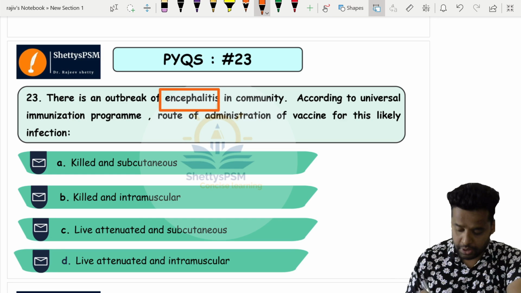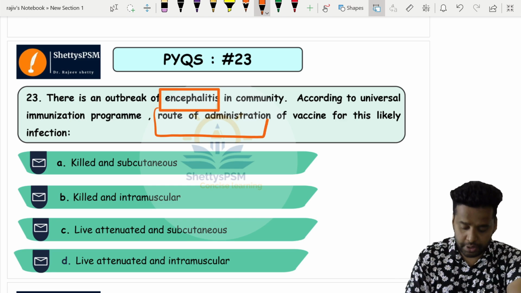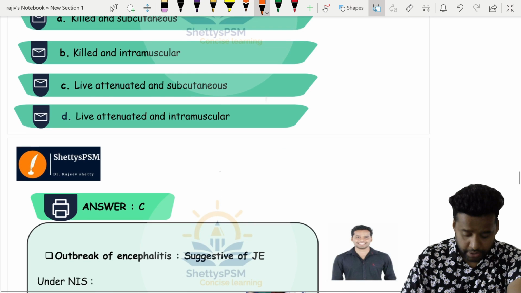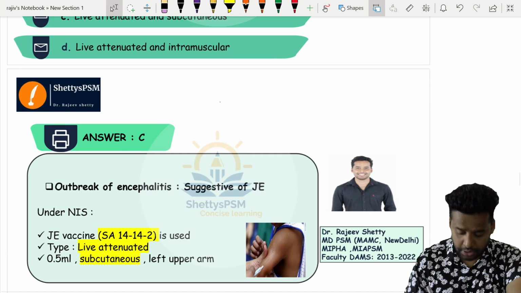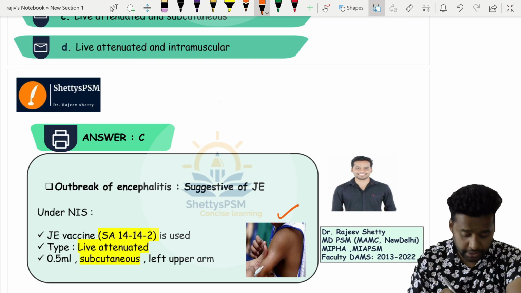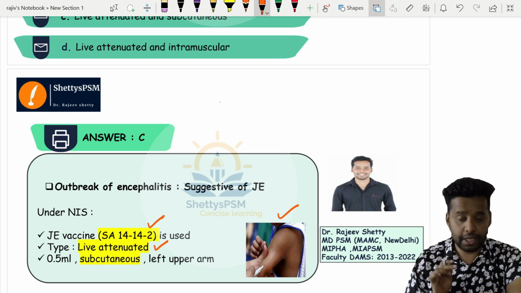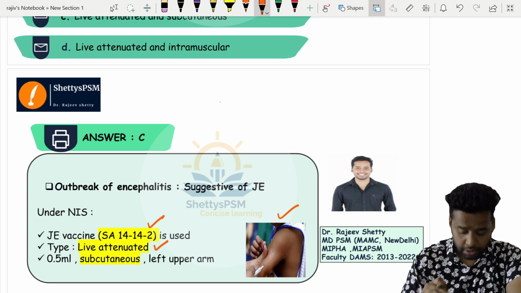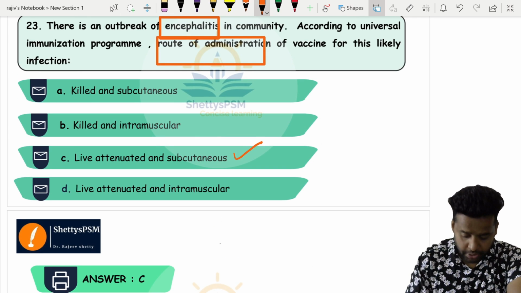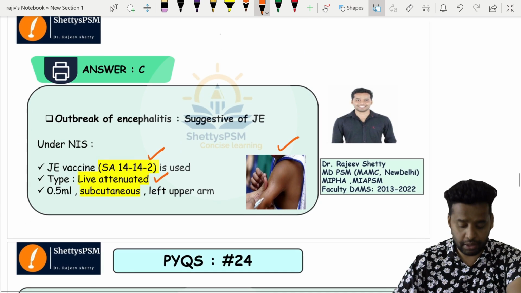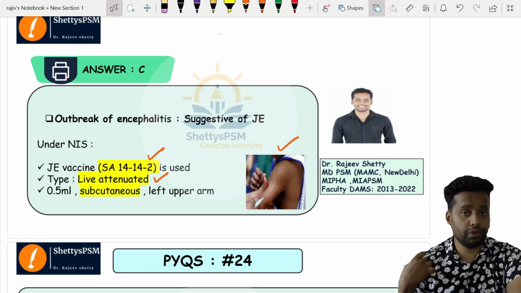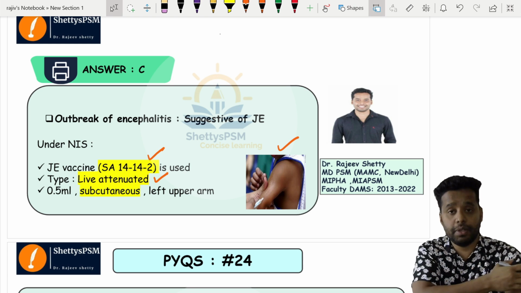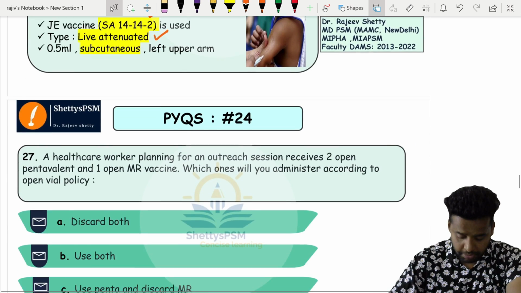Encephalitis is the keyword. So the question is how Japanese encephalitis vaccine is given in the national schedule. 0.5 ml subcutaneous. See this word. It is SA14-14-2 live attenuated vaccine, which is given in the left fold. Live attenuated vaccine and subcutaneous. Where is the site, right or left? Left fold, because in the right fold we are giving MR vaccine at 9th month. Here we are supposed to give Japanese encephalitis vaccine in endemic areas.